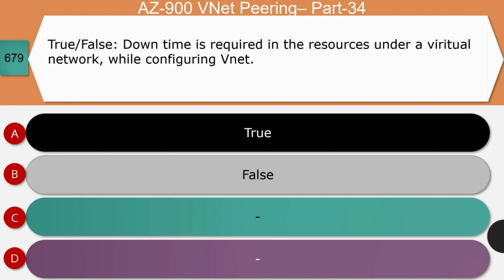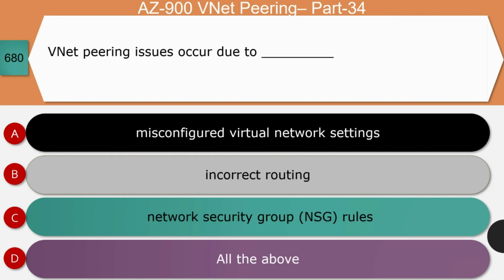Next question, true or false? Downtime is required in the resources under the virtual network while configuring a VNet. Is it true or false? The right answer for this question is false. While creating a pairing, that won't cause any known downtime to the resources when you are configuring the virtual network using VNet peering.